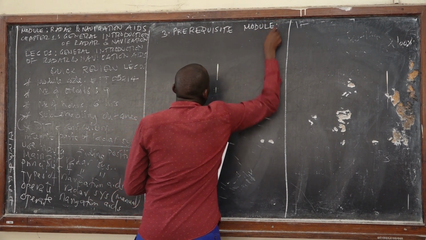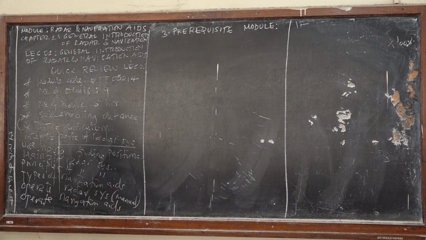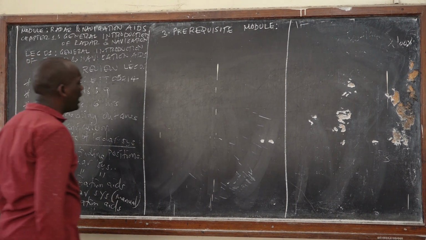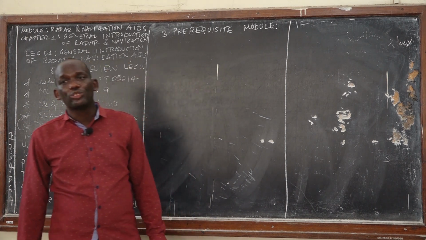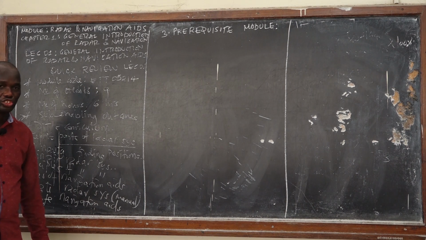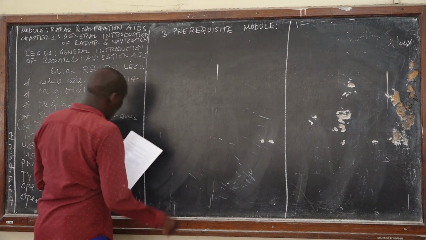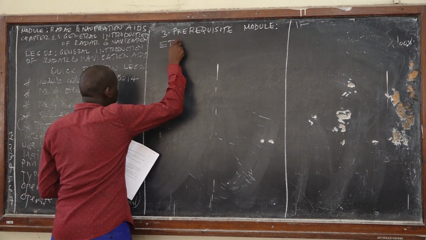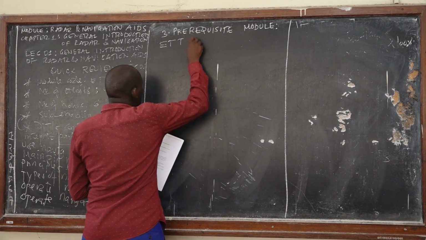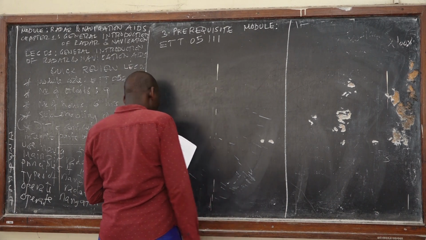Almost all the second year and third year modules, and even NTA level 7 and NTA level 8 modules, ask students to have prior knowledge. This is the prior knowledge you need in order to understand radar systems. There is one prerequisite module for this module, called Electronics and Telecommunication Technician 05111. What is the name of that module, if you remember?